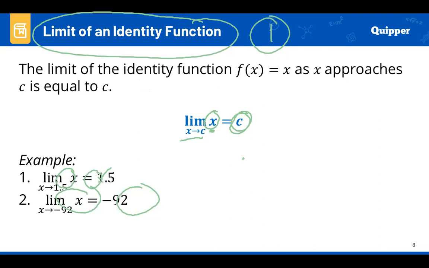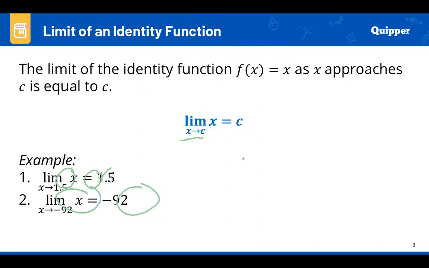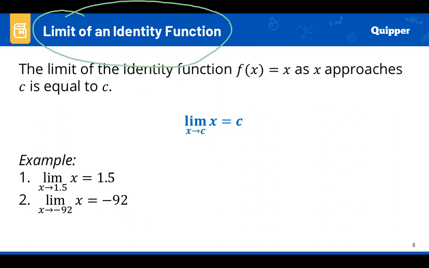Number 2. Our number 2 is the limit of an identity function. What is identity? Identical, right? Very identical. That's what we call identical twins. So the limit of the identity function, f of x equal to x, as x approaches c is equal to c. So if we have a variable x here, or the function of x, and x approaching c, we will just change x into c, and that will be the answer.